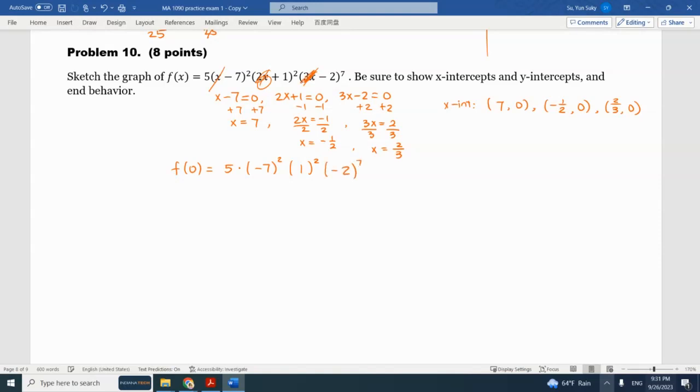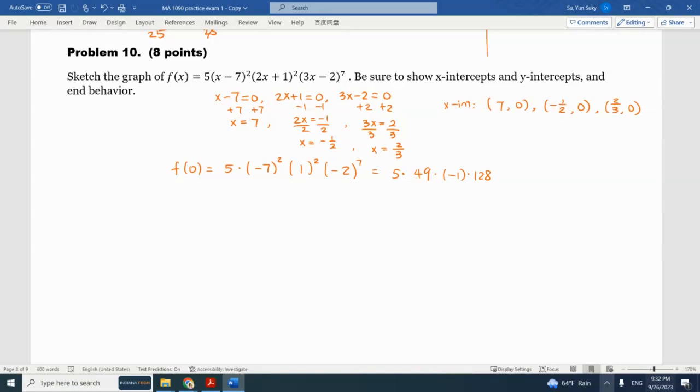Negative 2 to the 7. You see all these numbers are actually the constants in each factor. So collect the constant terms, and don't forget the power. And here we actually need to compute what this number is. You can see this is 5. Negative squared becomes positive, 7 squared is 49. 1 squared is 1. And minus 1 to the 7 is still minus 1. And then 2 to the 7 is 128.